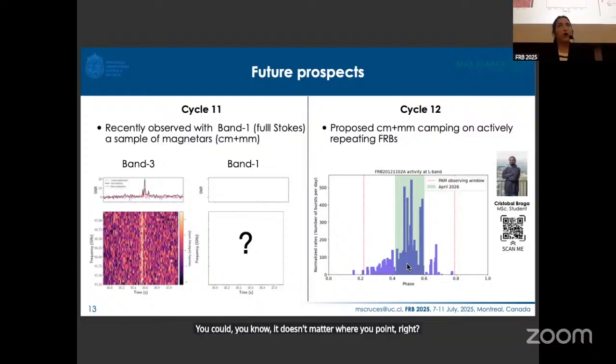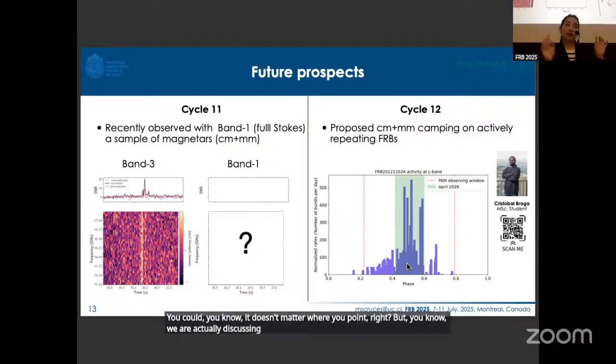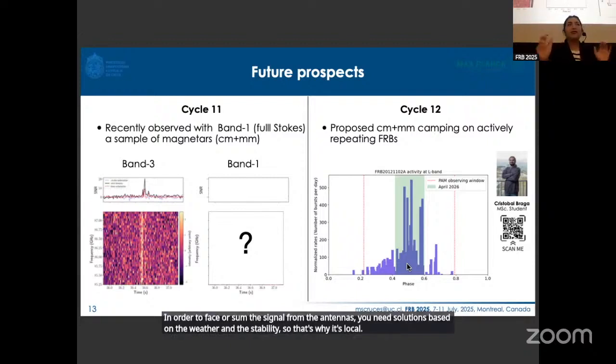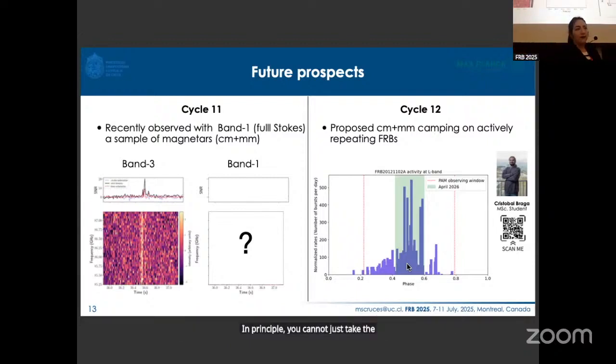But we are actually discussing something like that, but the main problem is that as of now, the system how it's made, in order to phase or sum the signal from the antennas, you need solutions based on the weather and stability. So that's quite local. So in principle, you cannot just take the voltages and eventually record it. It will be less of a problem for lower frequencies, definitely.